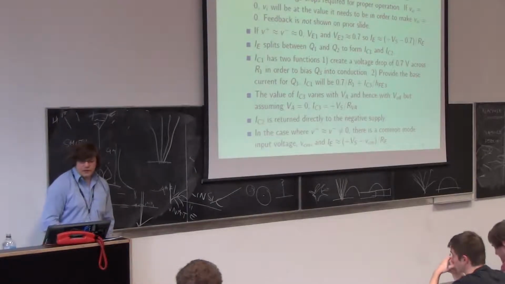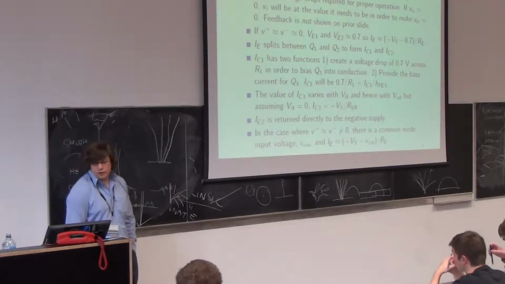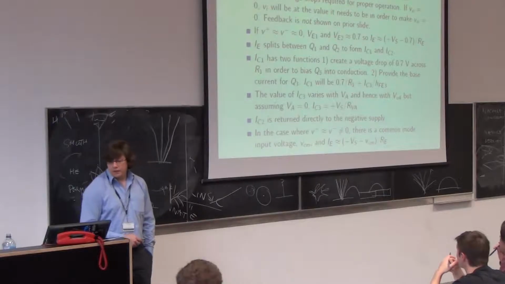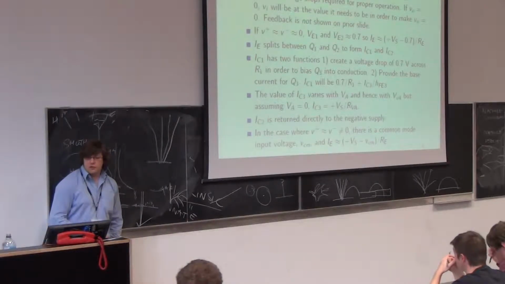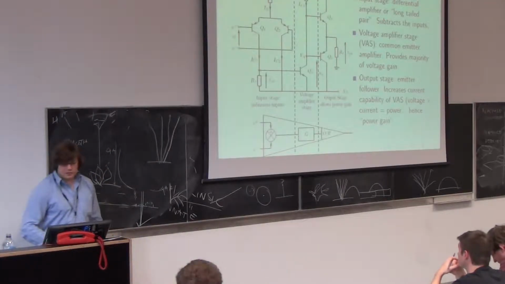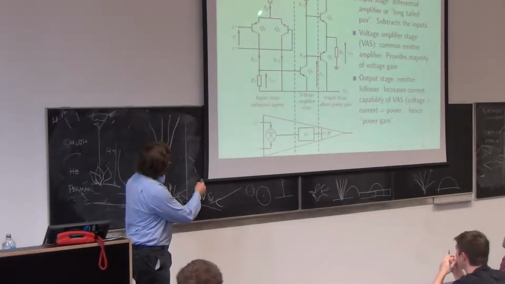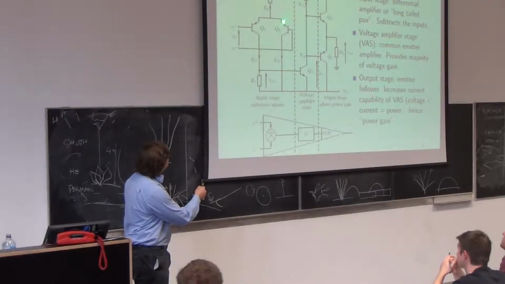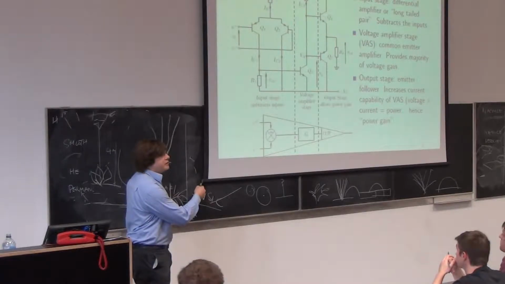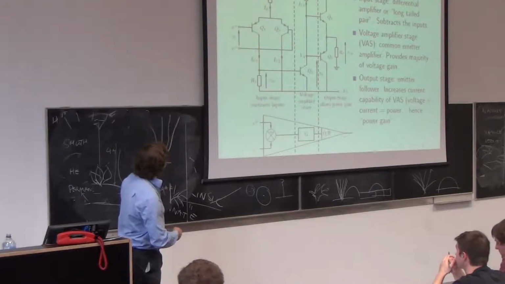So if the non-inverting input and the inverting input are both equal to approximately 0, then VE1 and VE2 will be 0.7. The reason is, if this point is at 0, I'm going to have 0.7 across this base-emitter junction, so this point should be at plus 0.7 volts. So IE will be VS, let's call it 15, minus 0.7, divided by RE, applying Ohm's law to RE.